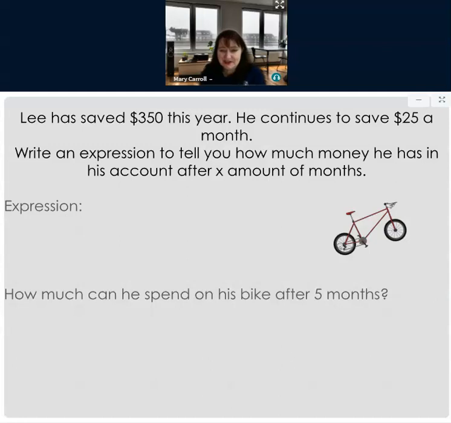Okay, so let's try another one. Lee has saved $350 this year. He continues to save $25 a month. Write an expression to tell how much money he has in his account after x amount of months.